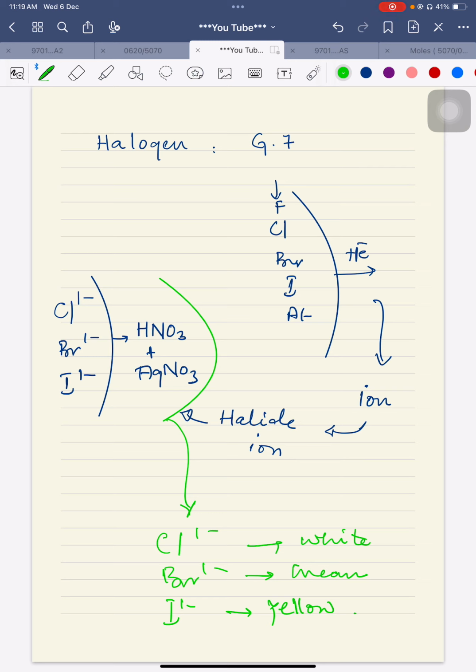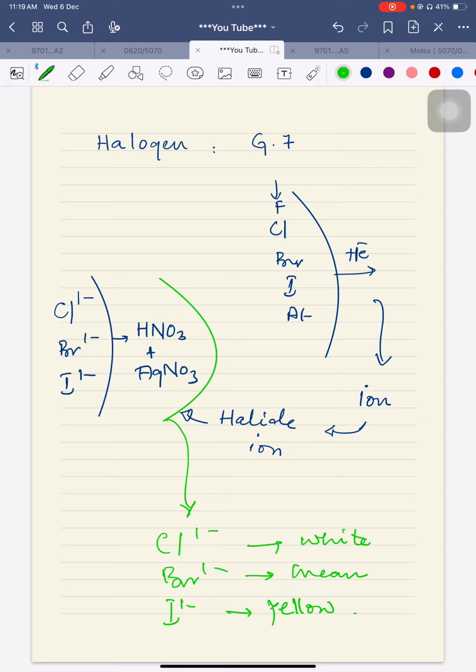Many of the students are asking me generally whether it is compulsory to write PPT or precipitate. It is good to write the whole word so that there may not be any confusion. But as PPT is written in the notes given by Cambridge, you can write PPT as well, but it is advised to write the complete word precipitate. Okay, so this is the test for the halide ions.